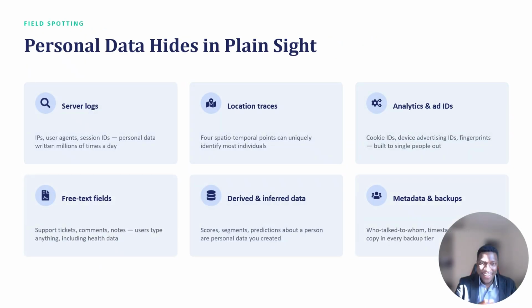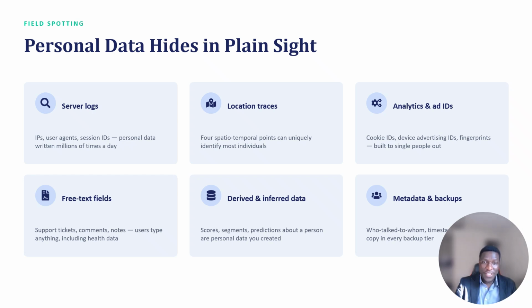Look at personal data and how it actually hides in plain sight. If you ask a product team where their personal data is, they would point at the users table. The users table is actually just the tip. Let's look at server logs, for example. They write IPs and session IDs millions of times a day. Location traces are devastatingly identifying. Research has shown a handful of spatiotemporal points uniquely identifies most people. Analytics and advertising IDs exist precisely to single people out.